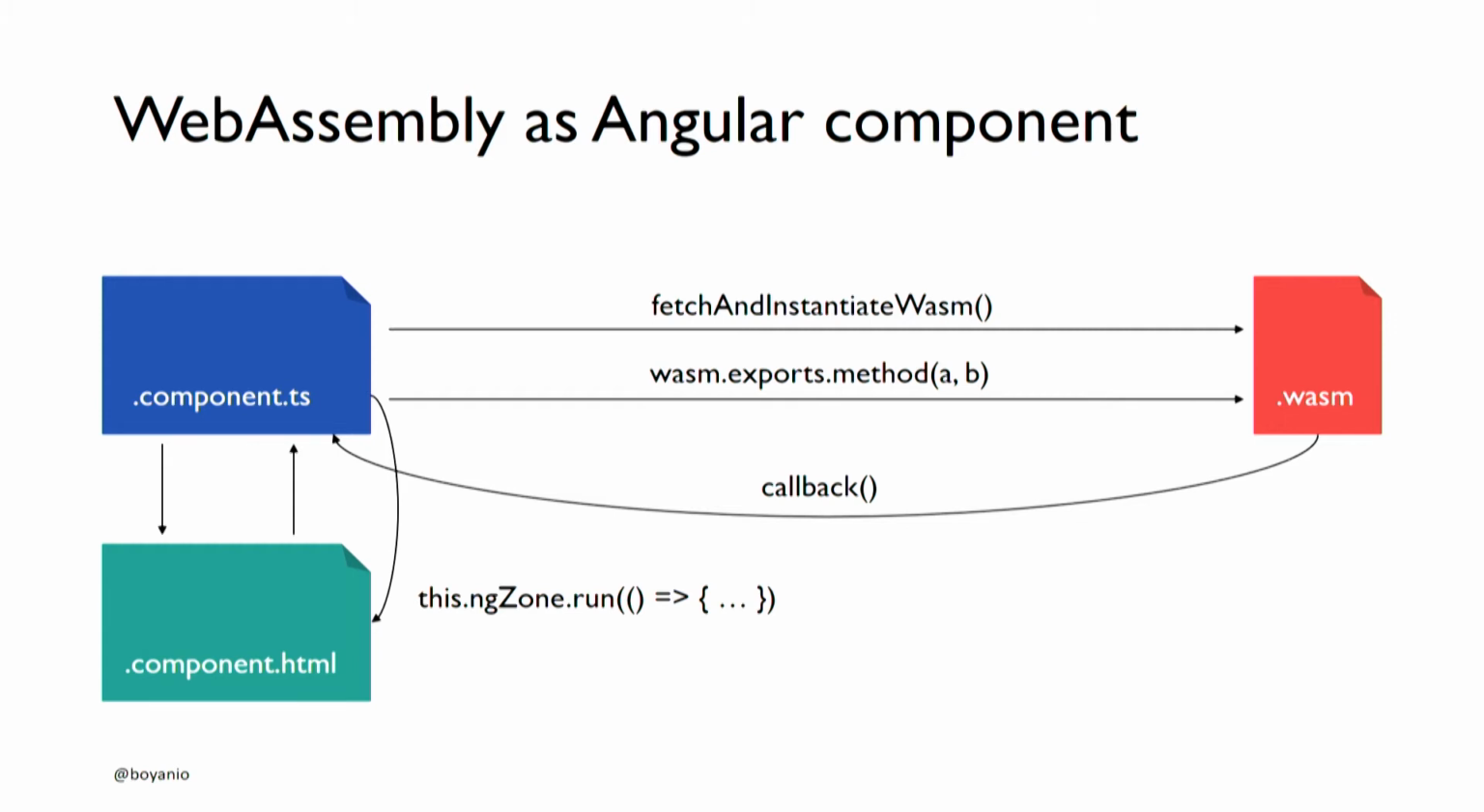One thing we have to be aware of, though, is if we have some kind of callback, basically where our WebAssembly code is calling us, we have to run this inside ngZone. Because Angular, in order to determine that there are some changes to your model, uses zone.js, right? This part is not monkey patched like the other asynchronous methods. So we have to wrap this in an ngZone in order to trigger updates for our component.